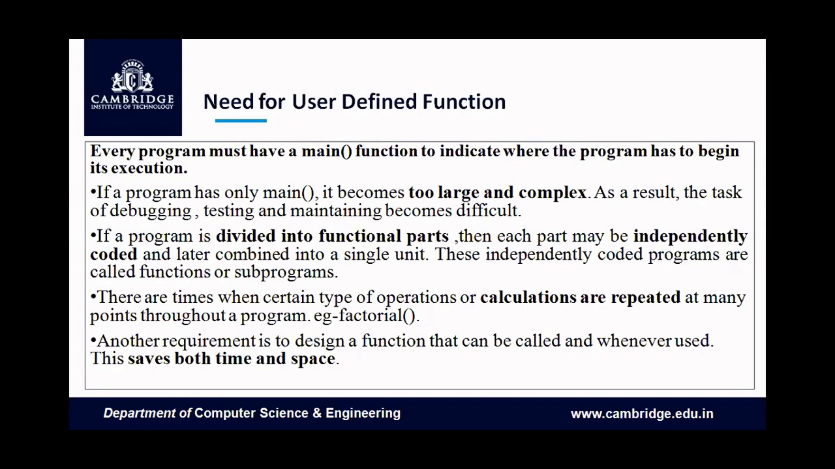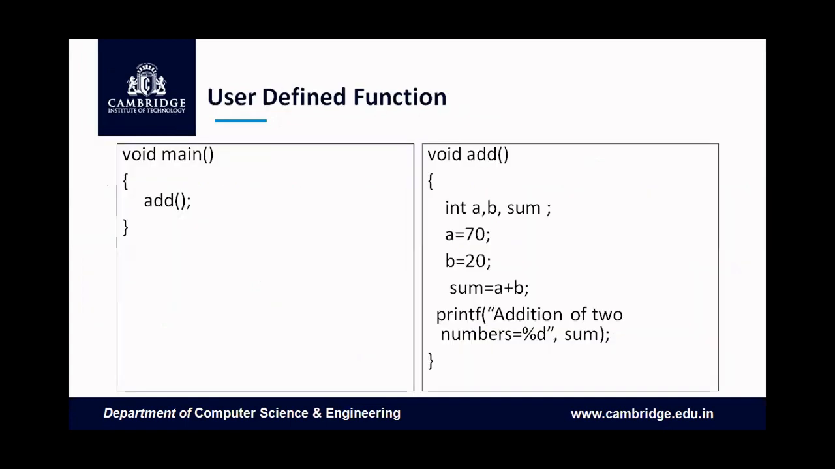Now we'll understand all this when we understand what a user-defined function is. As I said, a user-defined function is a piece of code or set of instructions to perform a particular task. In this example, add is a user-defined function. That is, I'm defining this function. I have written certain instructions to perform addition of two numbers. The task is addition. In the main function, I have just called the function add. How to call a function?